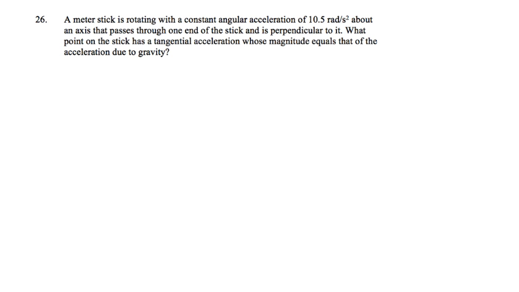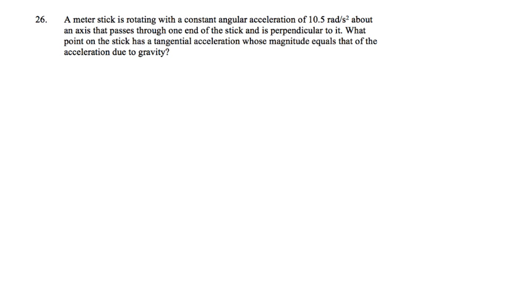This problem says we have a meter stick. I have a meter stick right here. And it says a meter stick is rotating with a constant acceleration of 10.5 radians per second squared about an axis that passes through one end of this stick. So it's like me swinging it like this. I'm swinging it from one end.